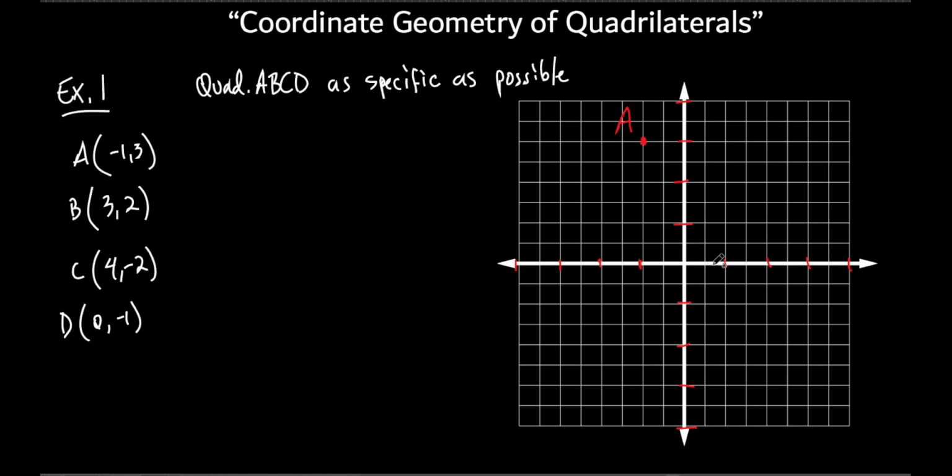B is 3, 2, so it's 1, 2, 3, 1, 2. That's B. C is 4, negative 2, so 4 goes all the way out to here, and negative 2 goes to here. And then 0, negative 1 would go right here. By the way, that's C, and that's D.